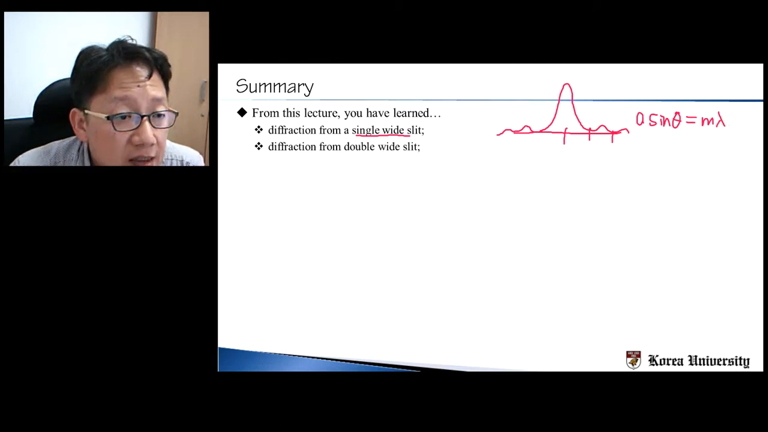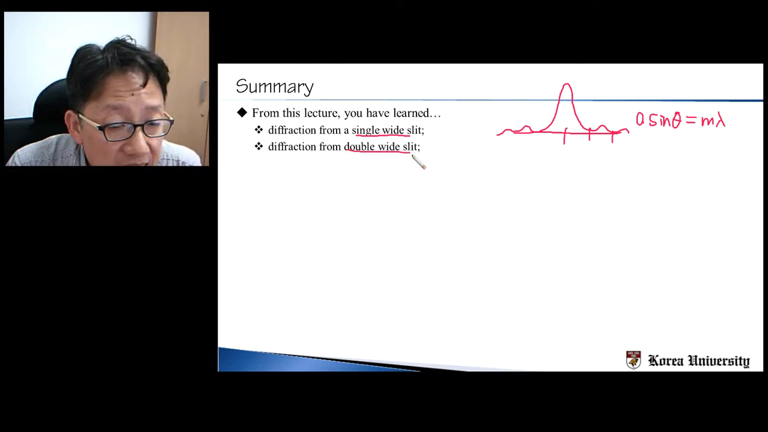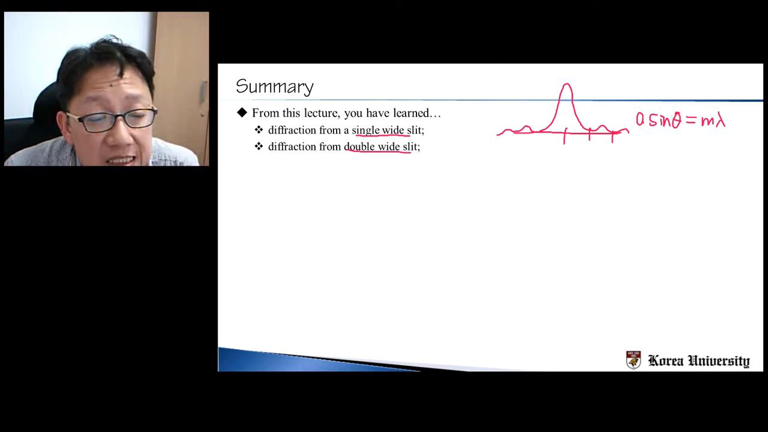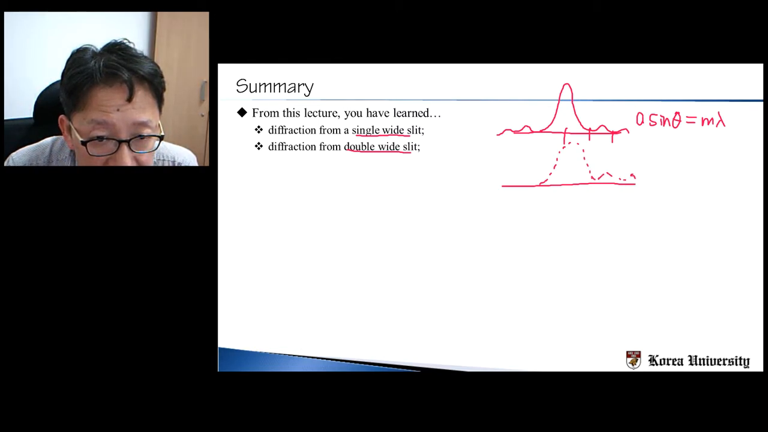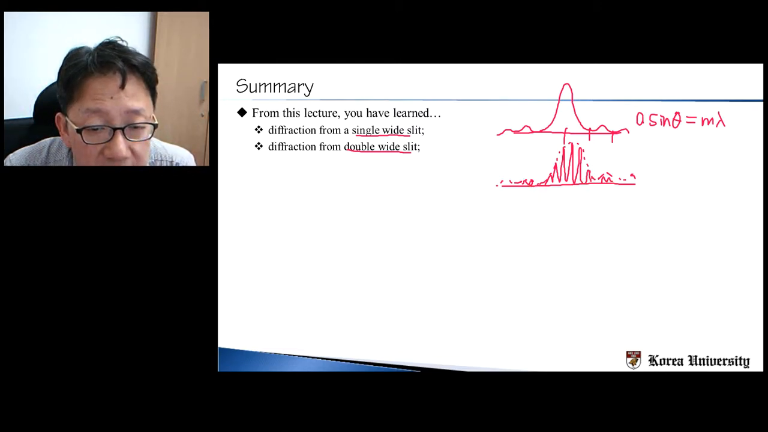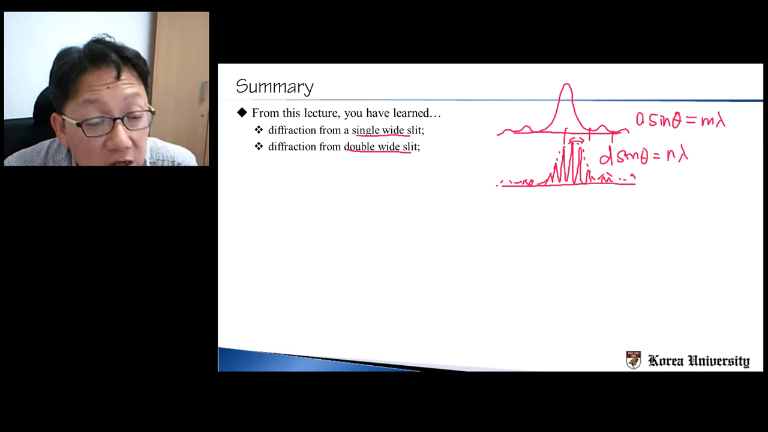And then we also learned the double wide slit case, which was the combination of the double narrow slit and single wide slit. In this case, the envelope of the pattern looked just like the single wide slit, but in detail we had these small peaks going inside this envelope. The distance between these peaks could be written as d sine theta equals n lambda, which is just like the double slit case.